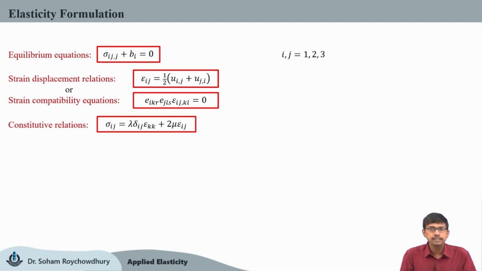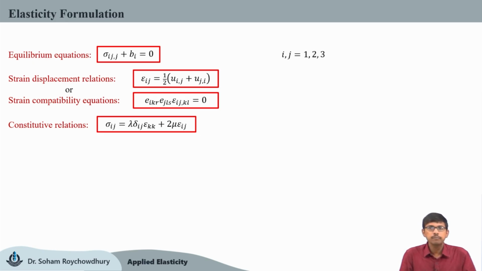Now, between strain displacement and strain compatibility, we need to use either one set of 6 equations, depending on which one is known and which one we need to determine out of the strain components and displacement components. For all these equations, i and j can take values of 1, 2 and 3.